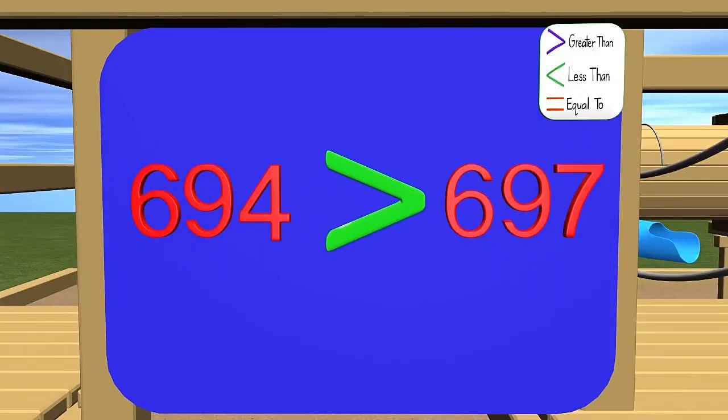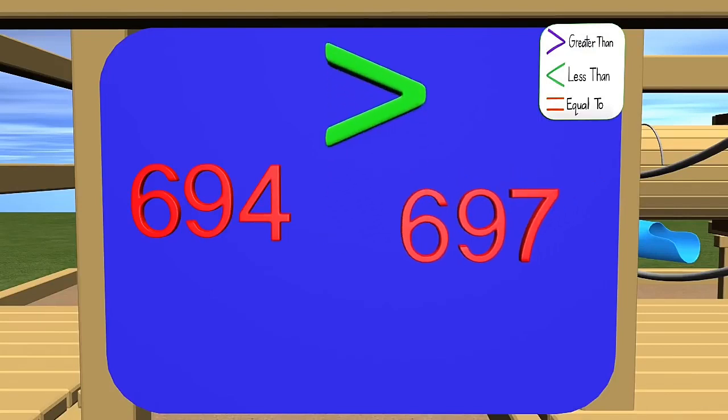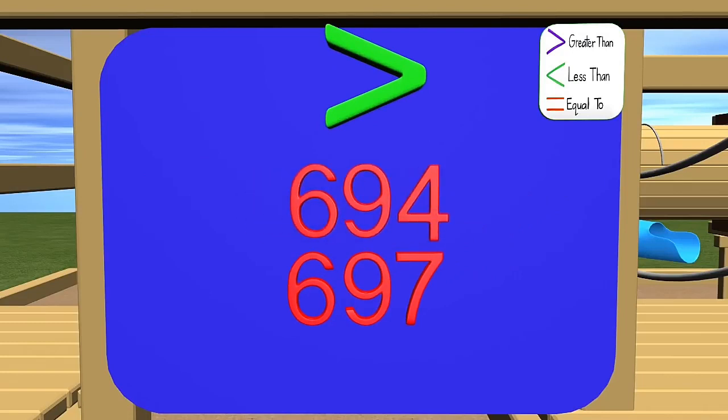Here we have another set of numbers to compare. On the left we have 694, and on the right we have 697. Can you tell me which number is bigger? Well, my initial thought is that they look almost the same, but let's compare them like we did before. Let's start in the hundreds place. Both numbers have 600 in the hundreds place, so the hundreds are the same.